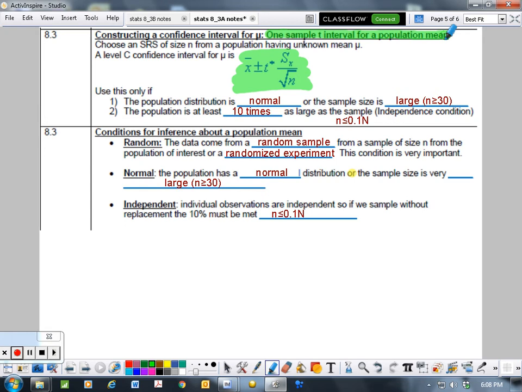We use this only if the population is normal or the sample size is large and the population is at least 10 times as large as the sample. So we still have the independence condition. We still have the normal condition, and we still have a random condition, because random means that we can take our results and apply them to our original population. So, just like I said, our conditions for inference: we have random, we have normal, and we have independent.